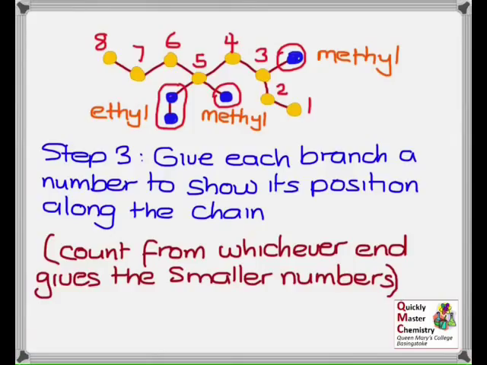And if you add those up, a 3, a 5 and a 5 makes 13. If you numbered the other way, you would get 2 branches on number 4 and 1 on carbon number 6. And 4 plus 4 plus 6 actually adds up to 14, which is just slightly higher than the 13. So we're going to number from the right-hand end of the molecule in this case. And so we have a methyl branch attached to carbon 3, and then a methyl and an ethyl attached to carbon 5 of the chain.